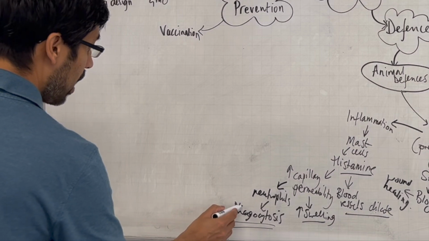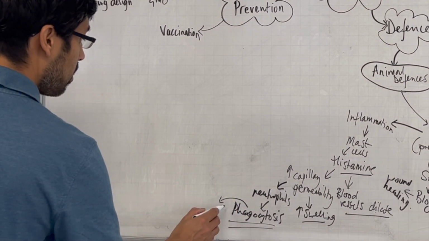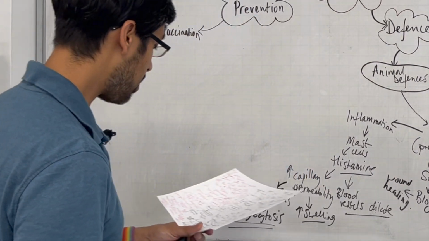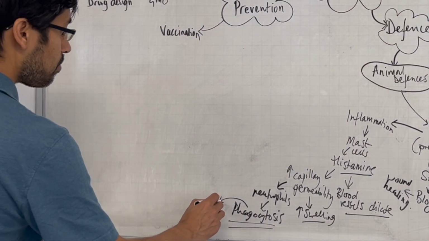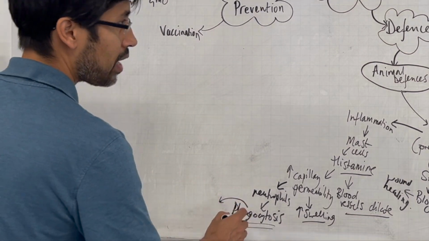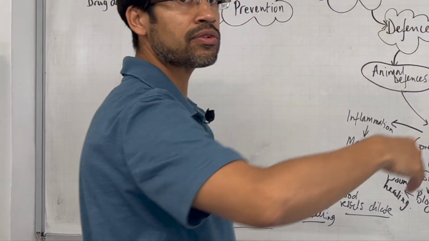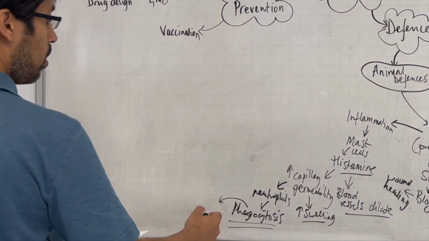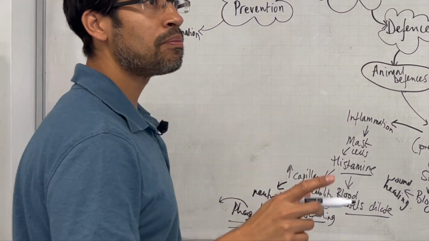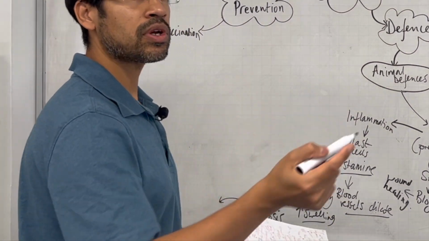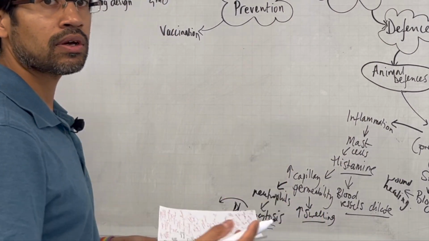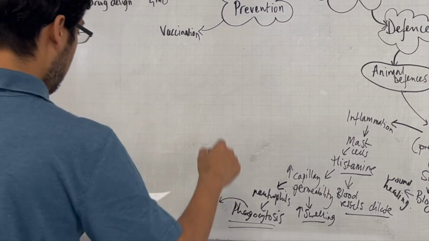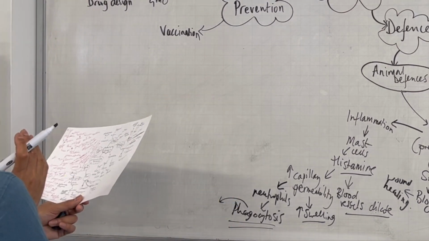So remember that phagocytosis is like a giant endocytosis, right? And that has connections to membranes. In membranes, we look at transport across membranes, and endocytosis was one of those mechanisms.